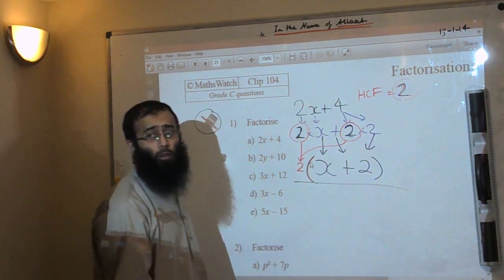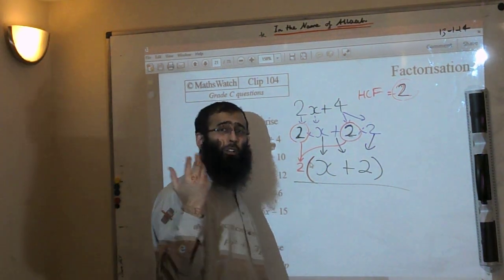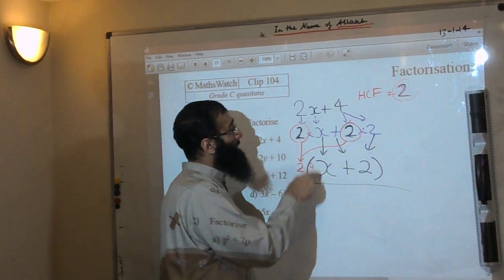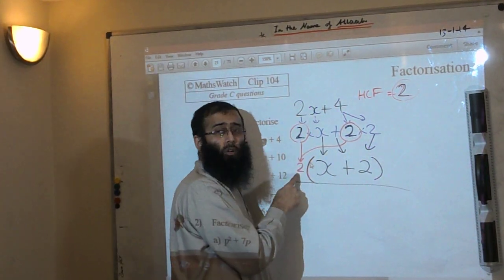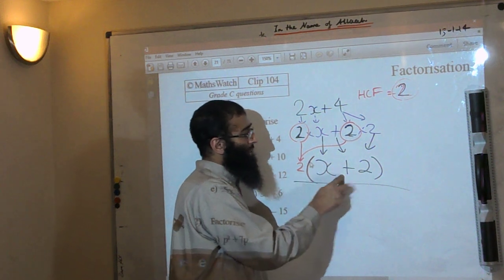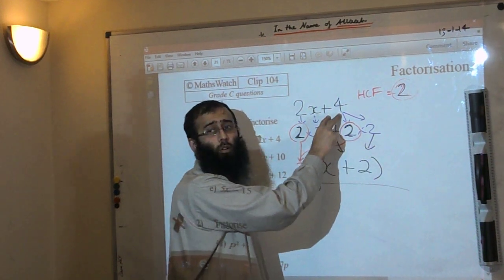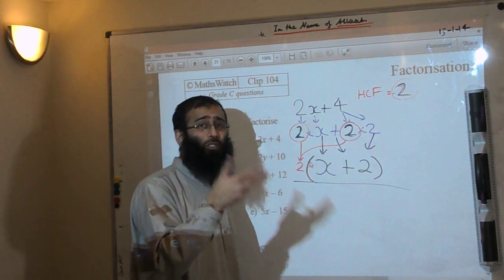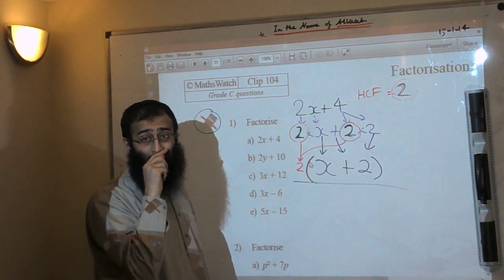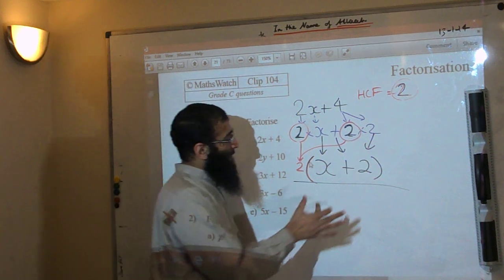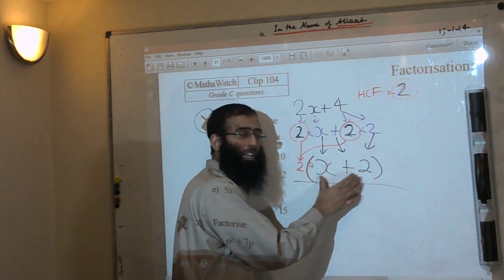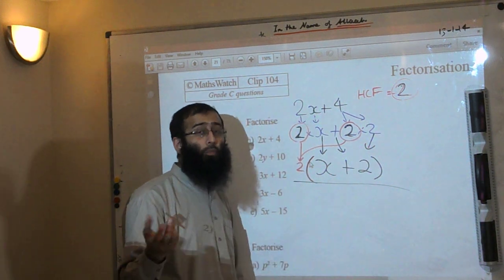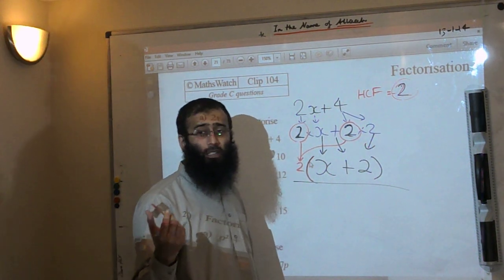Job's done. How do we know we've done a correct factorization? Multiply out the bracket to test. So 2 times x is 2x, 2 times plus 2 is plus 4. By multiplying the bracket, I test that you get back to the original expression, that you haven't lost any information. Now, one further thing. If you have your brackets here, and you can factorize what's in the brackets again, that means you haven't factorized it properly. That's a partial factorization.